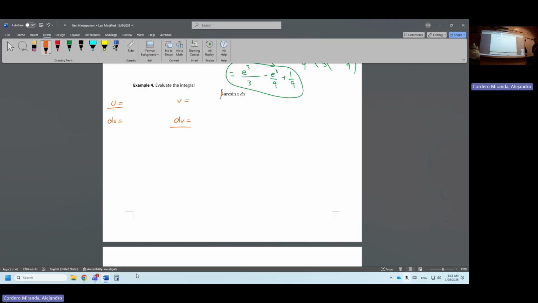Okay, you guys have a little time if you want to try it yourself. Or at least choosing the u's and the dv's. So let me give you like 1 minute to see if you get the right one. Remember the derivative of arcsine? It's 1 over square root of 1 minus x squared.